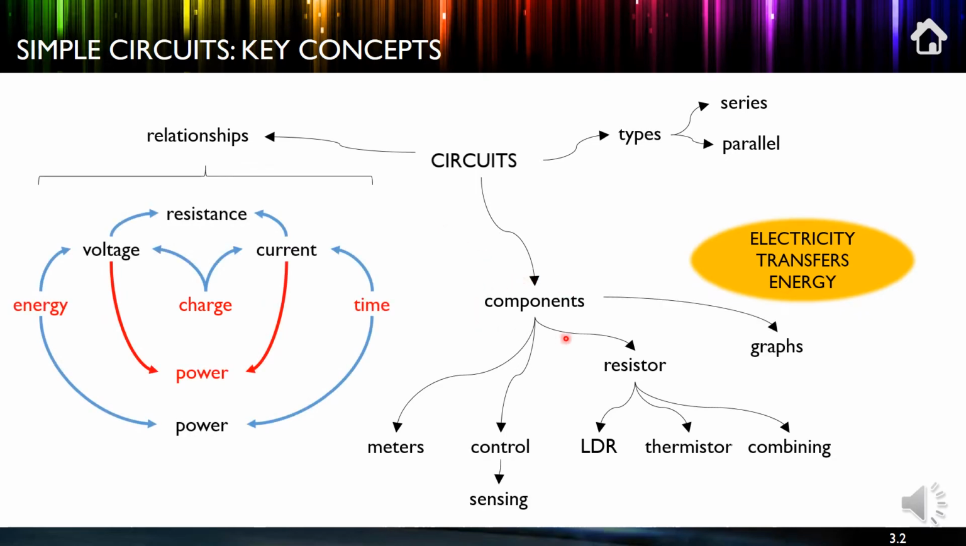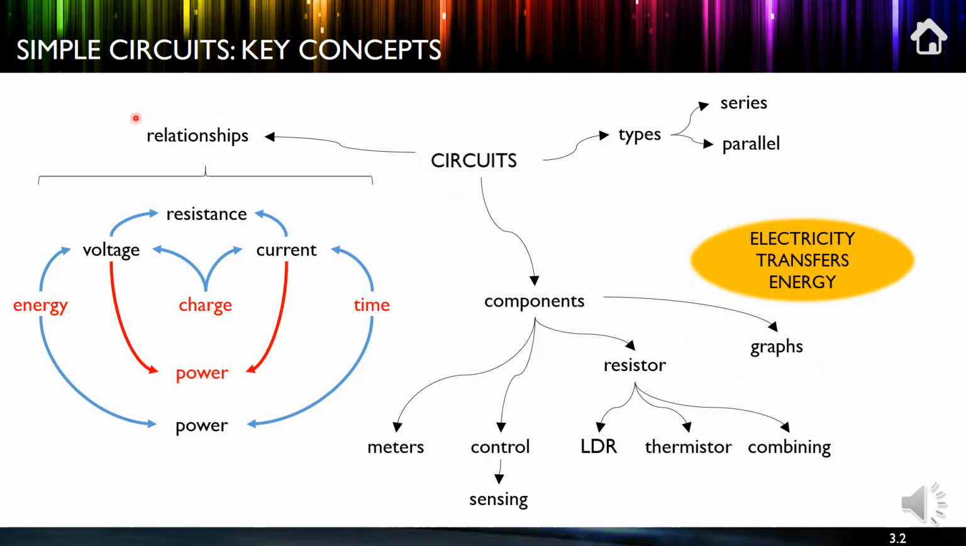So here we are then, circuits. The key idea here is components. What do they do? How do they control the flow? So we've got things like switches. We've also got sensing meters. Well, there's two, ammeter and voltmeter. Resistors in various different forms, and we need to know about combining them. We're also going to be representing the behavior of components in graphs.